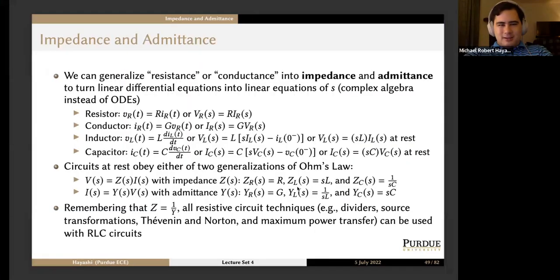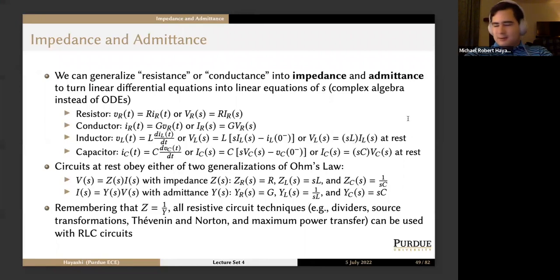Let's go ahead and share my screen. And we'll jump right into new content today, after we talked about the different ways to do partial fraction expansion and take an inverse Laplace transform. Let's go ahead and jump right into impedance and admittance. So the idea is we'll generalize resistance into impedance and conductance into admittance. Remember, conductance was just 1 over resistance. We represented it with a G. And we'll represent admittance with a Y and impedance with a Z.